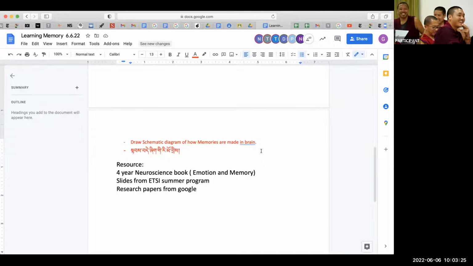First they will show some sort of image of a mandala to the students.